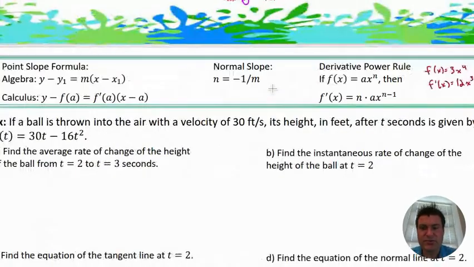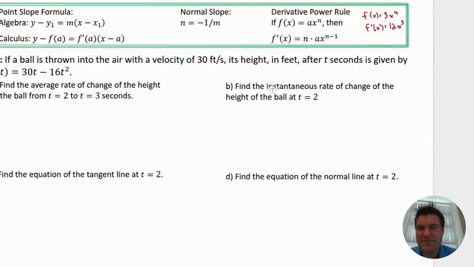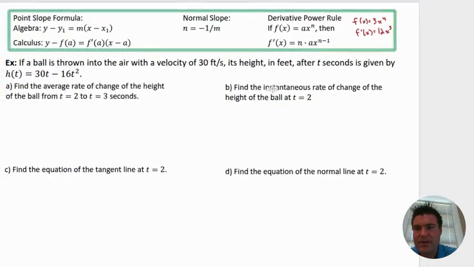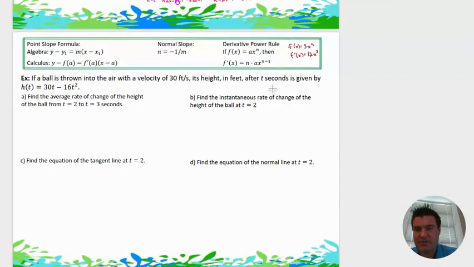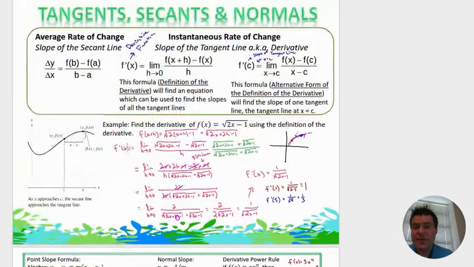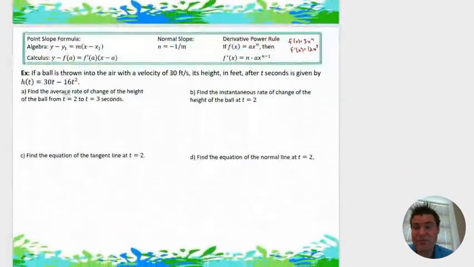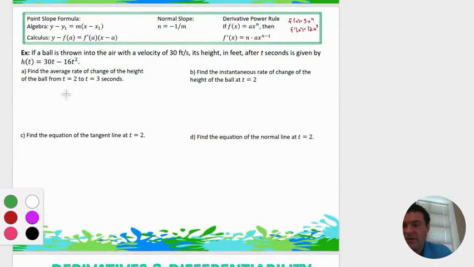So let's go ahead and get through this problem here. Kind of a physics-y problem, but we're going to go ahead and use it anyway because it's solid in terms of calculus. A ball is thrown into the air with a velocity of 30 feet. Its height in feet after t seconds is given by 30t minus 16t squared. Find the average rate of change of the height of the ball from t equals 2 to t equals 3. Again, we're going to be using this average rate of change, which is the slope of the secant line formula right up there.